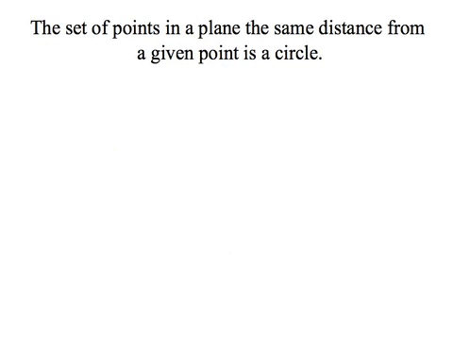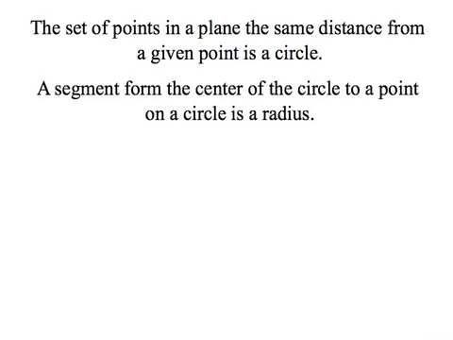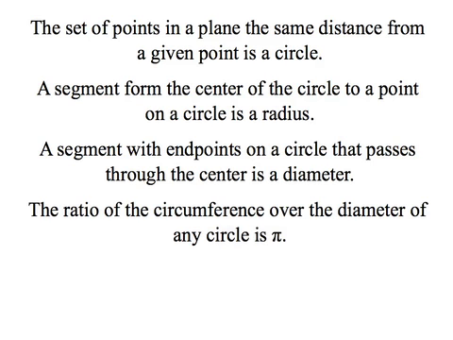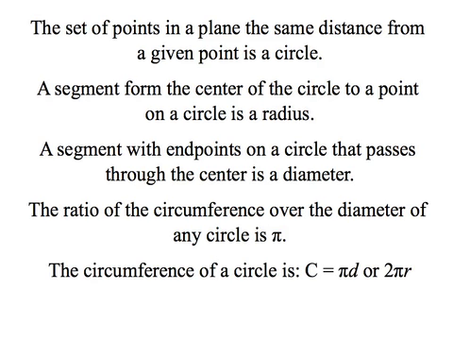The set of points in a plane the same distance from a given point is a circle. A segment from the center of the circle to a point on a circle is a radius. A segment with endpoints on a circle that passes through the center is a diameter. The ratio of the circumference over the diameter of any circle is pi, and the circumference of a circle is pi times the diameter, or 2 times pi times the radius. The area of a circle is pi r squared.